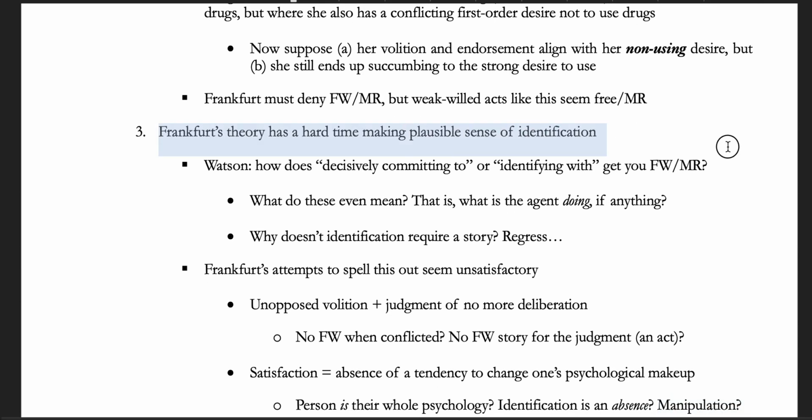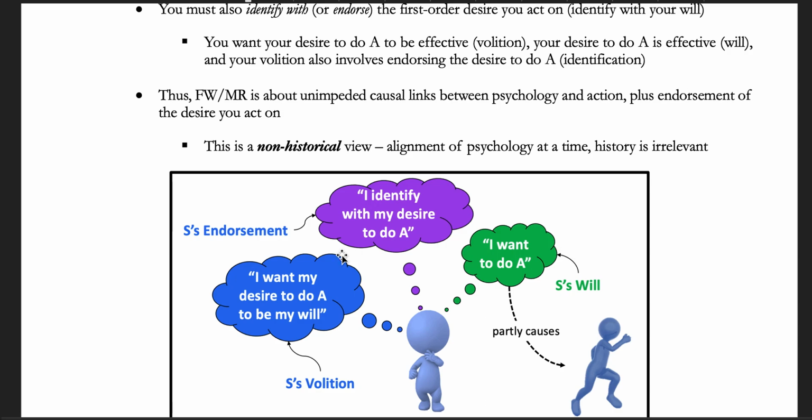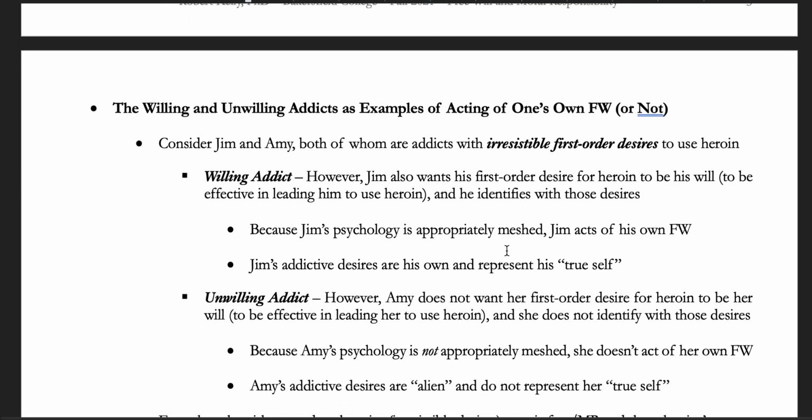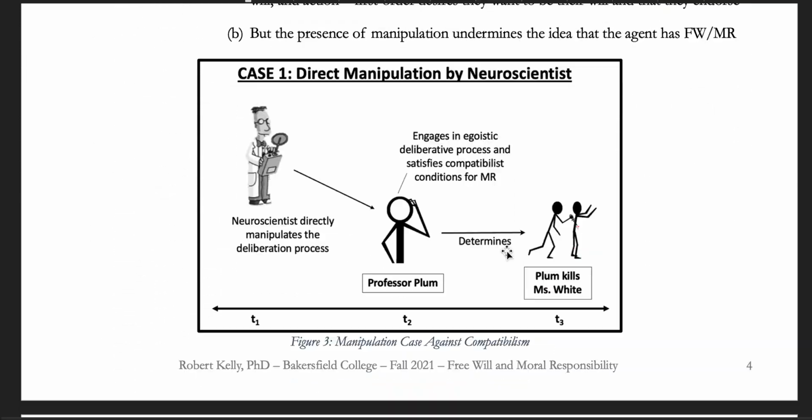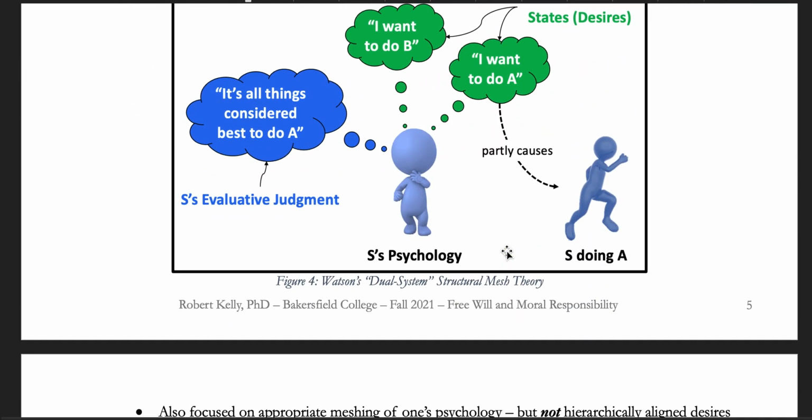What identification is, why there isn't a regress of identification or of higher order desires. Why do we just stop at the first higher order desire? Why don't you need a third higher order desire, a higher order desire to have this and to have this and identify with these things? It's just not clear why we stopped. It just seems arbitrary to say that one is enough.